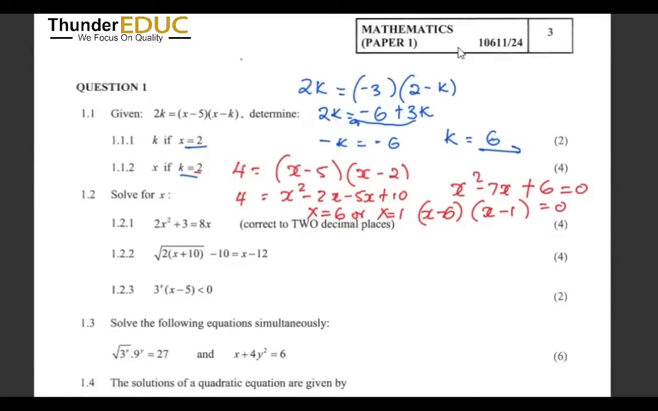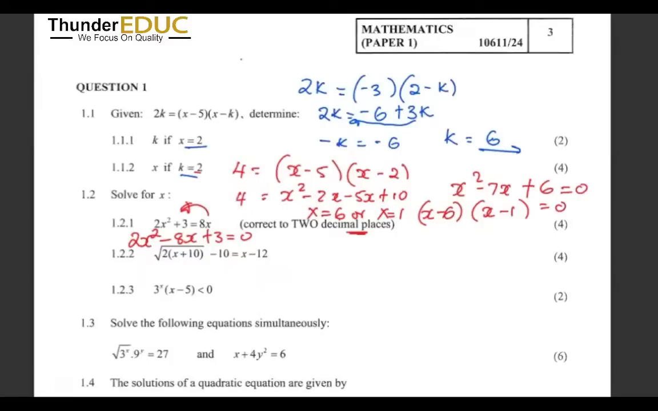Then 1.2.1, they want us to solve this and give our answers to 2 decimal places. So the first thing we have to do is create a standard equation where we have to move the 8 that side. So it's going to be 2x squared minus 8x plus 3 must give us a 0. Okay, so we're saying it's a 2x squared minus 8x plus 3 must give us a 0.